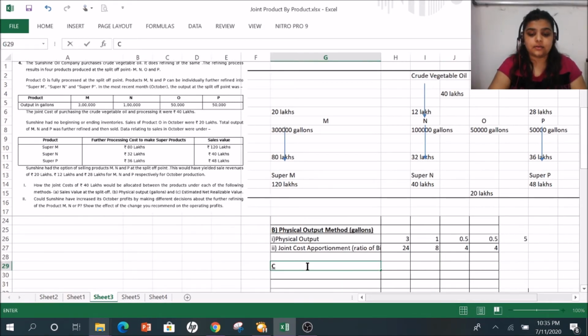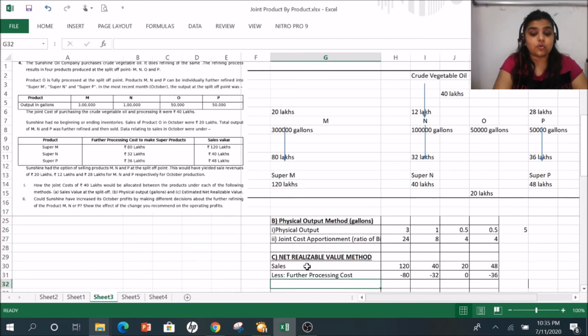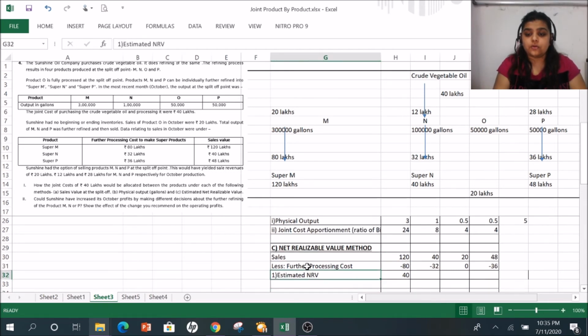So our next method is the net realizable value method. Now for this we start with our sales. Our sales would be the final sale value, that is 120 lakhs, 40 lakhs, 20 lakhs and 48 lakhs. Less, now profit is not there in the question, selling and distribution is not there. What we have is the further processing cost, that is given to us as 80 lakhs, here 32 lakhs, here 0 and here 36 lakhs. So what we get is our estimated NRV, that is 40 lakhs, 8 lakhs, 20 lakhs and 12 lakhs, giving us a total of 80 lakhs.